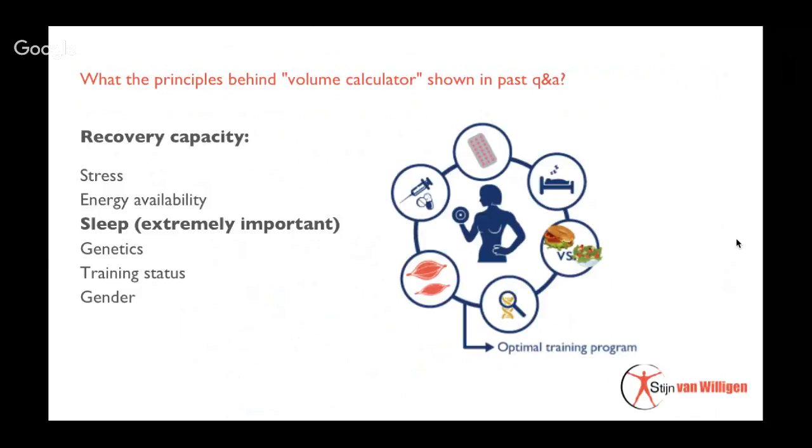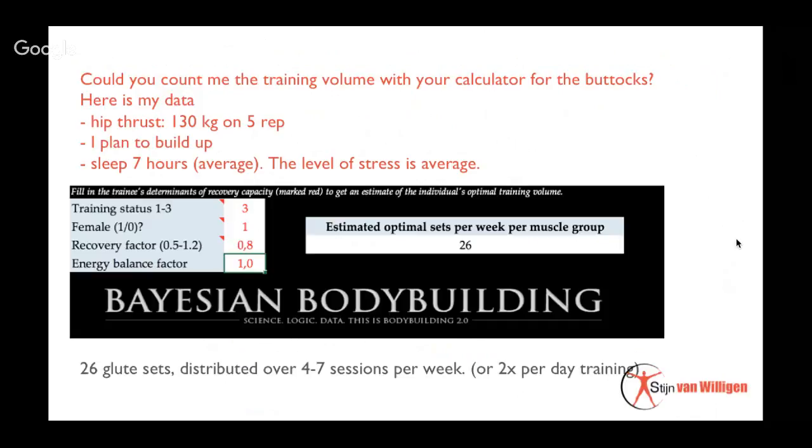So let's look at the next question. Could you count me? Specifically, one person wanted to know the volume for her glutes. Her data are the hip thrust 130 kilograms for 5 reps. One plan to build up. I'm not sure what that specifically means. Sleep 7 hours on average, and a level of stress is average.